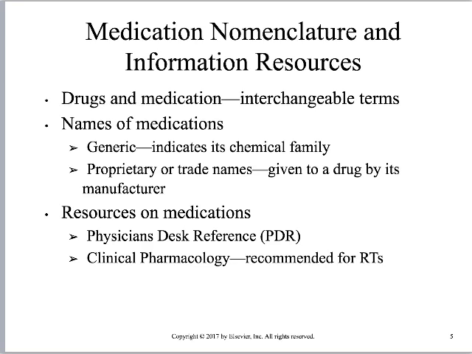When we talk about medications, we'll sometimes use a generic name, which is a descriptive name of its chemical family, or proprietary trade names, which are given to a drug by its manufacturer. In the textbook you'll notice generally it has the generic name, and then in parentheses it might have the proprietary name. So we'll look at some examples of that.